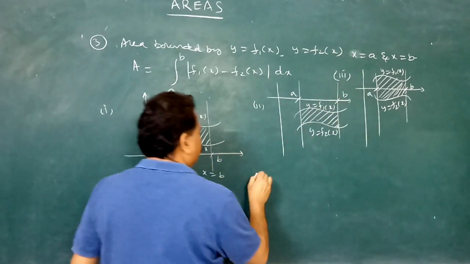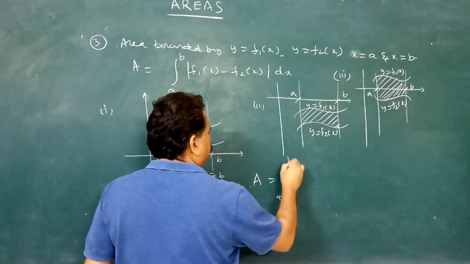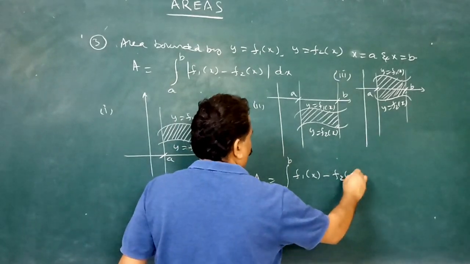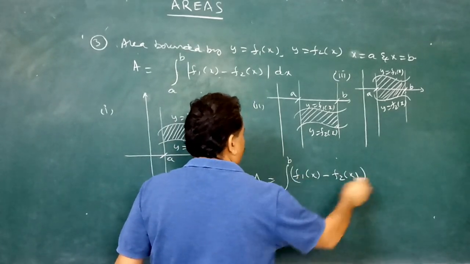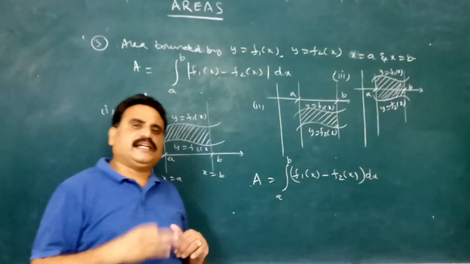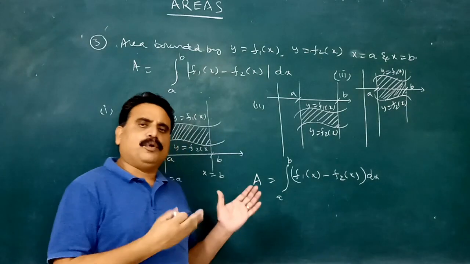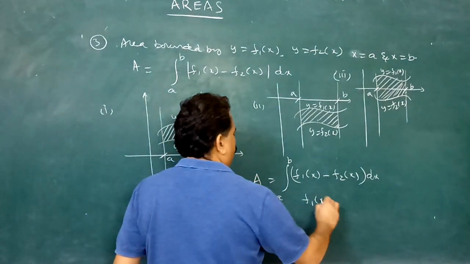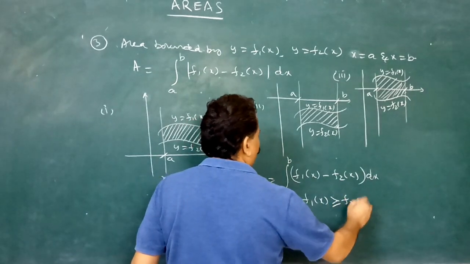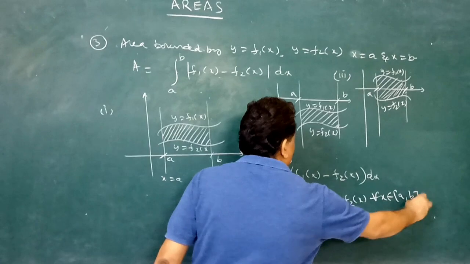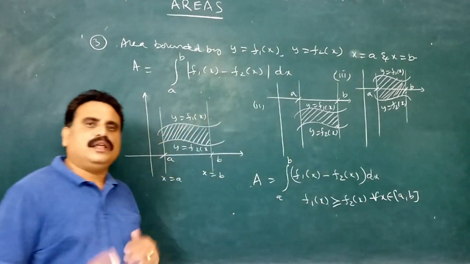The area is equal to the integral from a to b of f1(x) minus f2(x) only. Modulus is not necessary, because we know that f1(x) is always greater than or equal to f2(x). In the above three cases, for every x belonging to the closed interval [a, b], f1(x) is greater than or equal to f2(x). So that is free from modulus.